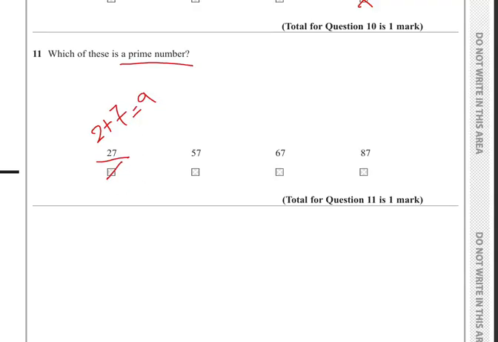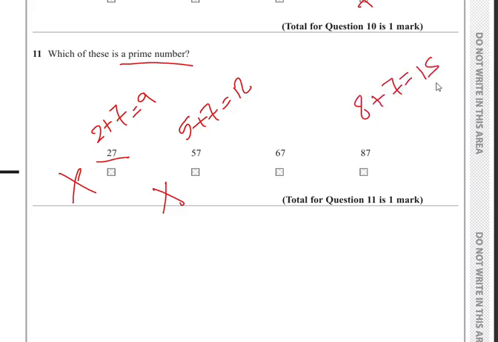Sorry, I don't have to do this. So that's not a prime number. 5 plus 7, which is 12, that's also not a prime number. Okay, you could also do 8 plus 7 here, which is 15. That's in timetable 3. That means that's not a prime number. 67, which is 6 plus 7, which is 13. And 13 is actually a prime number. That means this is a prime number.